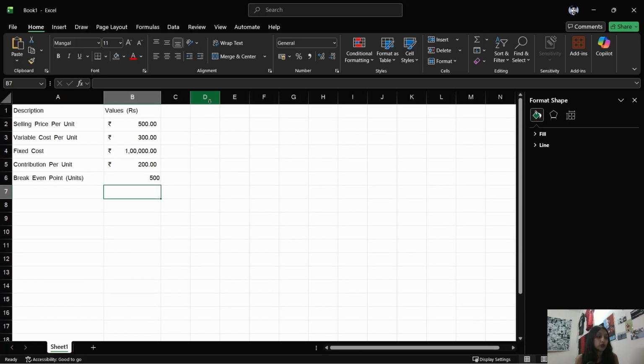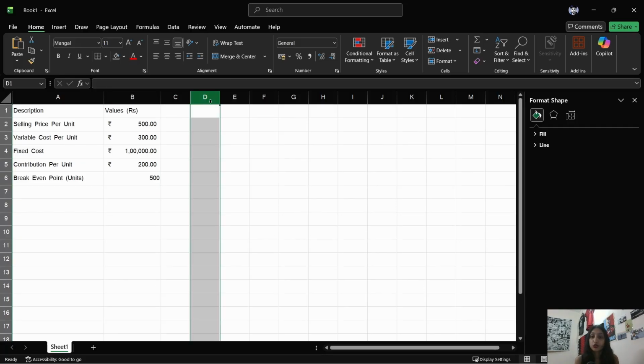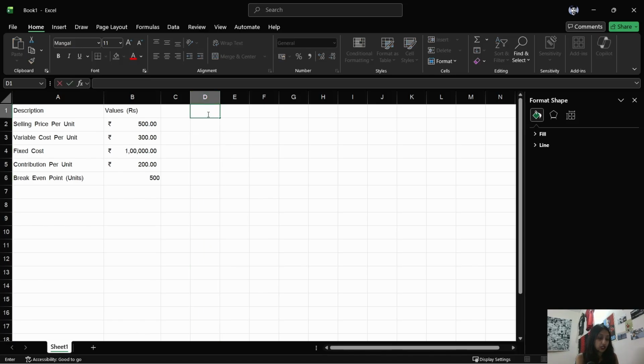So now let's prepare a table that shows how cost, revenue and profit behave at different sales levels. In column D, I'm going to write units sold. And in column E, I'm going to write total cost. And next, I will be writing total revenue.